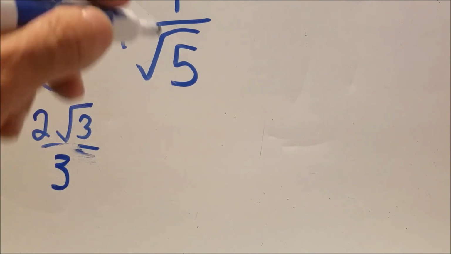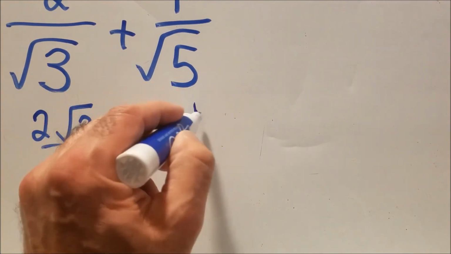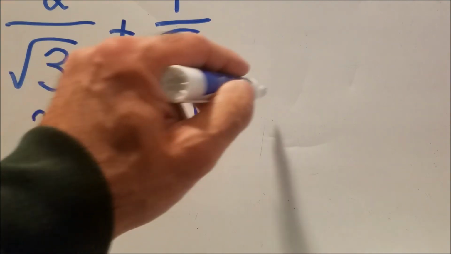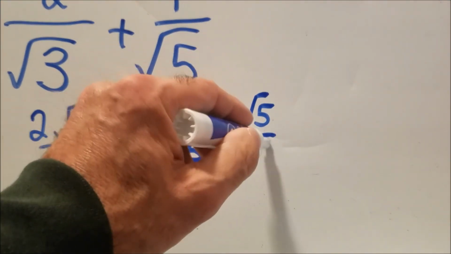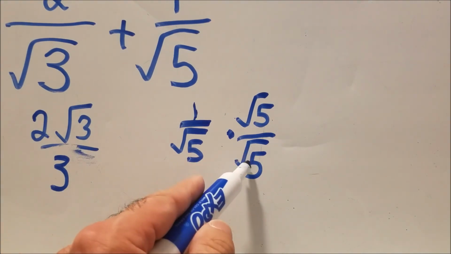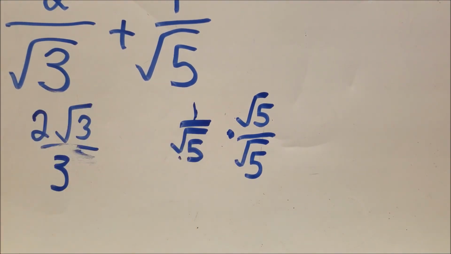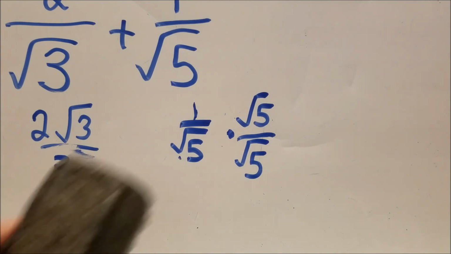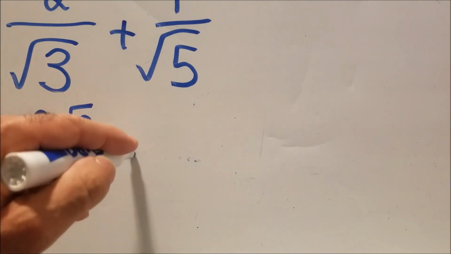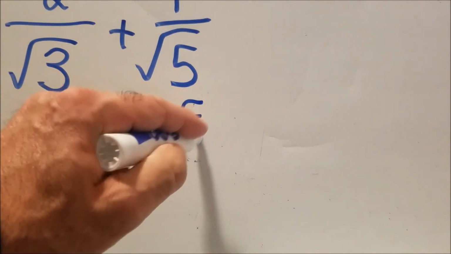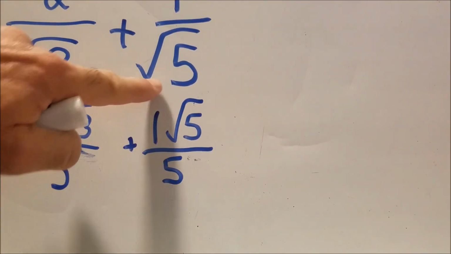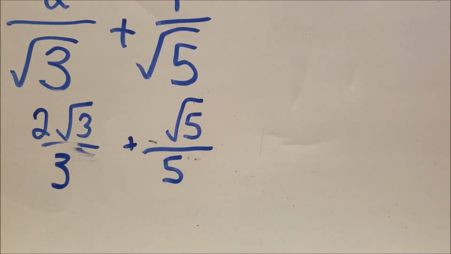All right? And then if we did this one, we have 1 over the square root of 5. And we're going to rationalize it by putting the square root of 5 on both sides. Here the square root of 5 times the square root of 5 is the square root of 25, which is 5. So we would have up here 1 square root of 5 over 5. And you don't have to put a 1. I mean, you can just leave it like that.